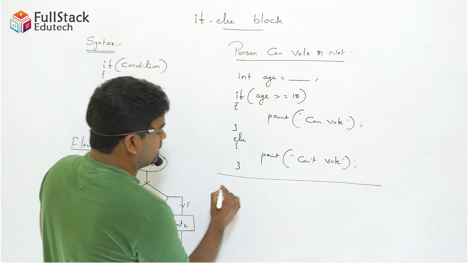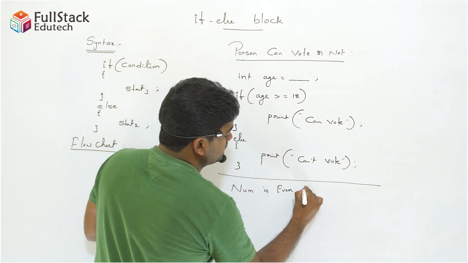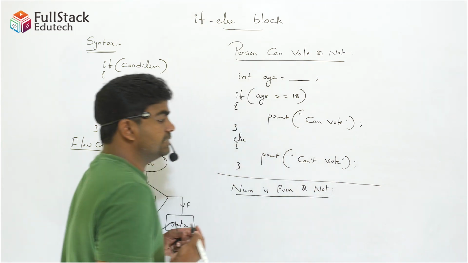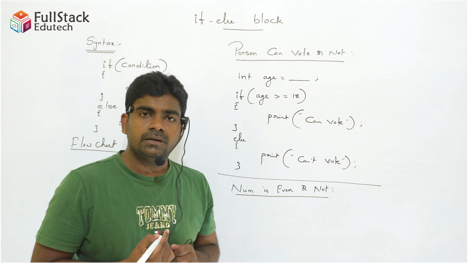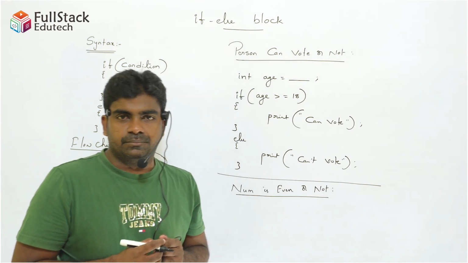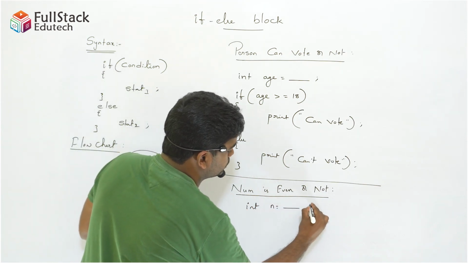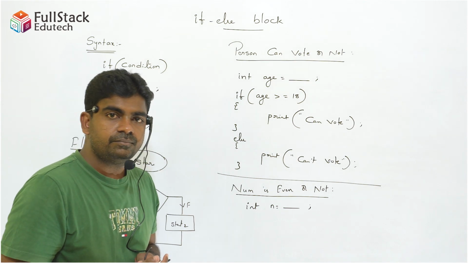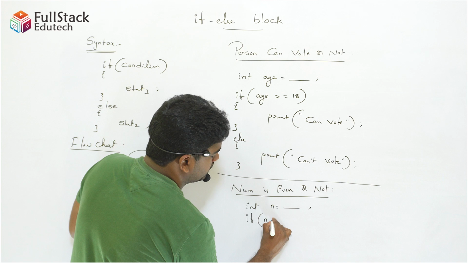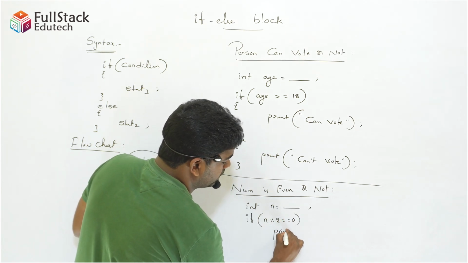I just want to check whether the number is even or not. Using the relational operators, we have already written all these conditions. What is an even number? The number which is divisible by 2 is called an even number. I'm taking int n equals some number. We can say it is even if that number is divisible by 2, when the remainder equals 0. Here I am not writing the block.